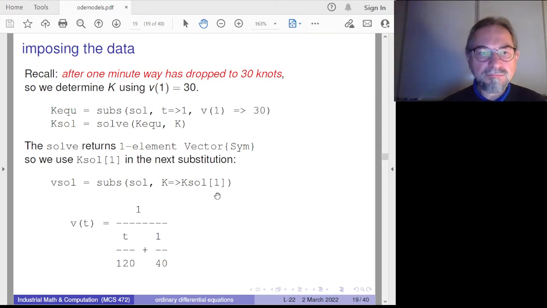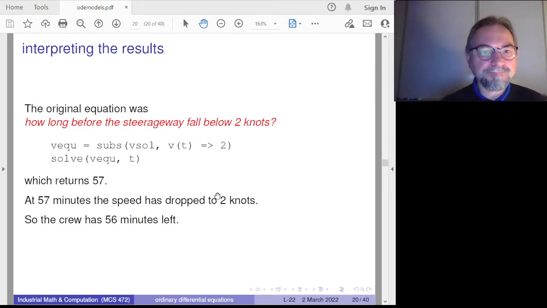Okay, we're halfway through this lecture. Can we solve the problem? So what now was the original question? So how long does it take? So we are asking for time, so we're going to solve an equation for time when the velocity falls below 2 knots. So we substitute the velocity, so the entire function is now replaced by the constant 2, and that will give us an equation that we solve for time, and that returns 57.